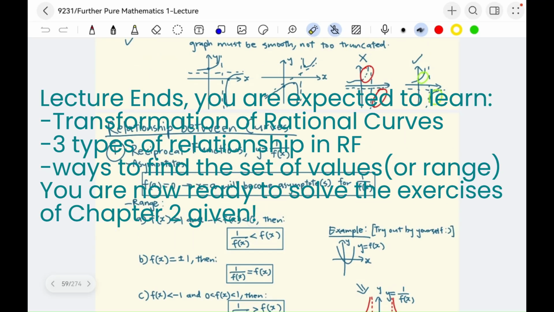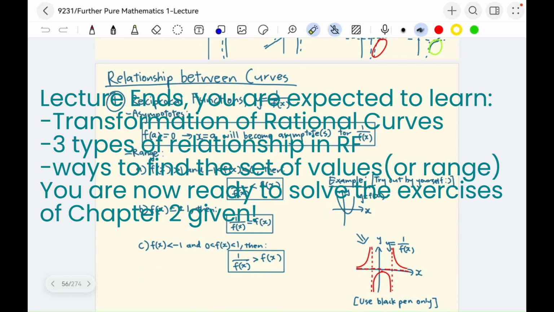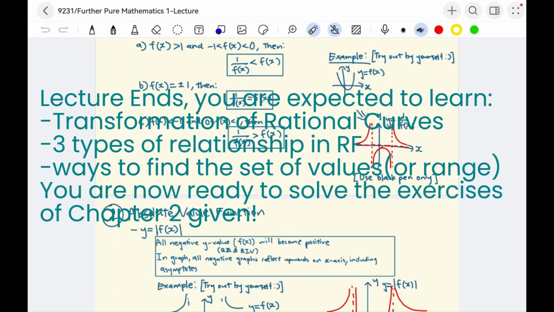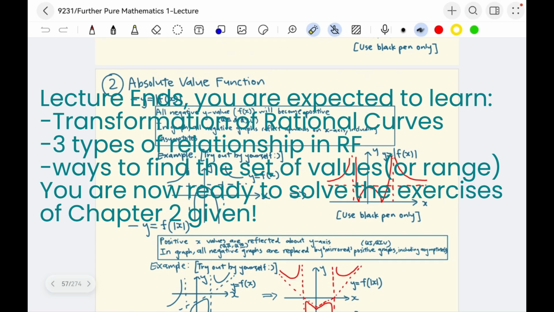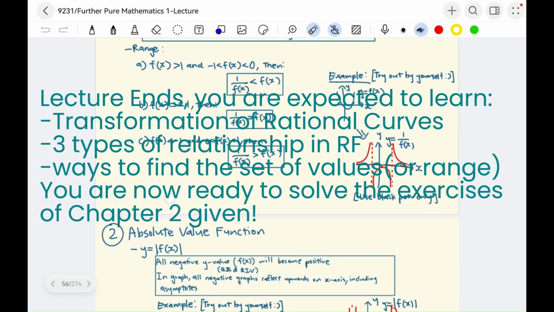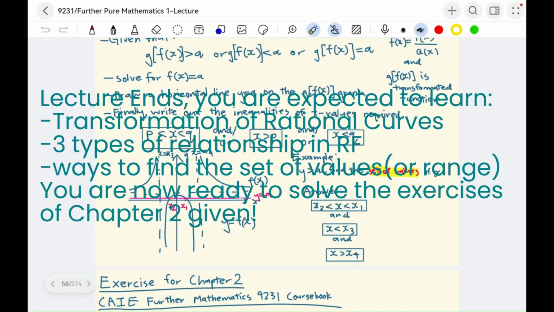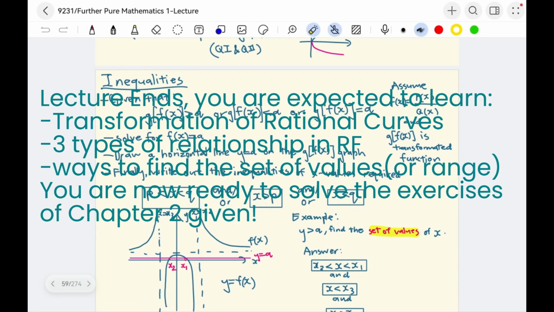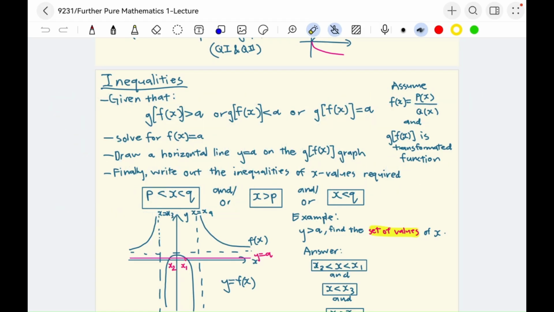Okay, so after this video ends, I want you to digest the relationship between the curves for the rational function and graphs, by targeting these 3 types of the relationship, and finally the inequalities. So how you tackle the inequalities questions to get the set of values of x to satisfy the inequalities or the equation given. Okay, so yeah, thanks for watching.